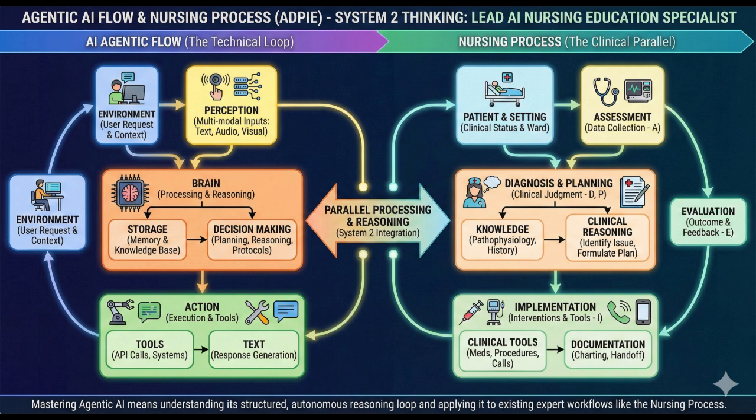Step 5. The loop continues. AI Agentic Flow. Back to the environment. Explanation: The AI looks at the new state of the world to see if the user has more requests. The clinical parallel. Evaluation. Explanation: You check if your intervention actually worked. Example: You look at the monitor to see if the patient's oxygen saturation has improved. If it hasn't, you go right back to step 1 and start the assessment all over again.